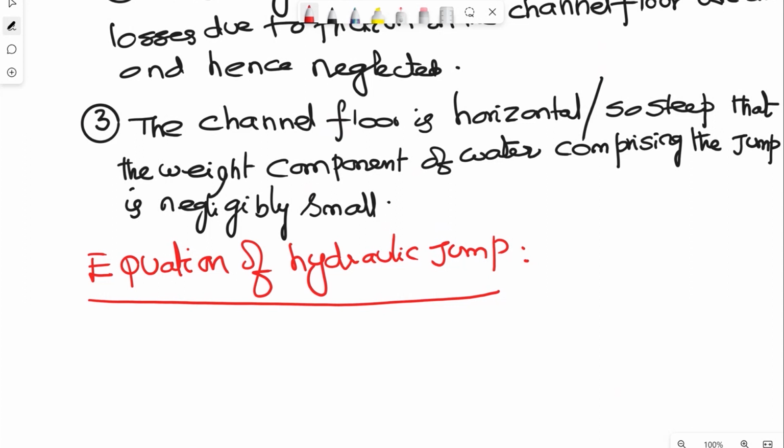Perimeter means it depends on the length of the channel. So that length is so small that the frictional resistance or frictional forces can be neglected.